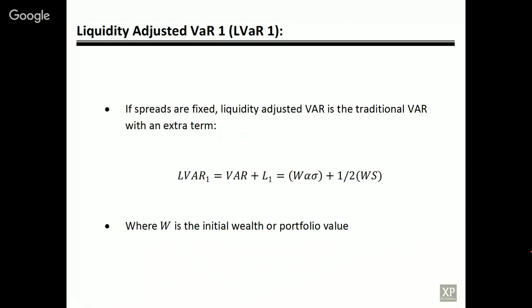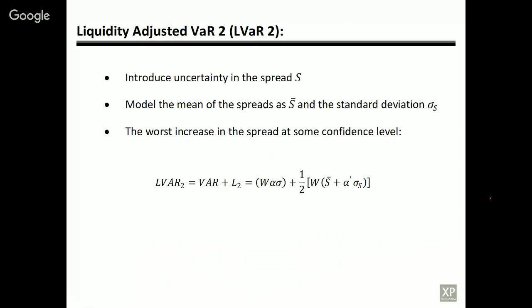Next, we'll cover liquidity adjusted VAR, LVAR1 and LVAR2. So if spreads are fixed, the liquidity adjusted VAR is our traditional VAR, or VAR, plus an extra term. And depending on liquidity adjusted VAR 1 or 2 depends what our formula for L1 or L2 will be. With L1, it's equal to 1/2 times W times S, where W is our wealth of our portfolio and S is the spread.